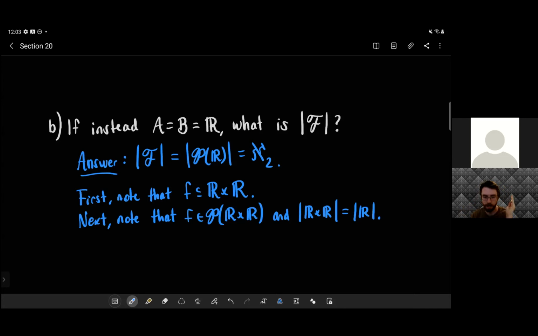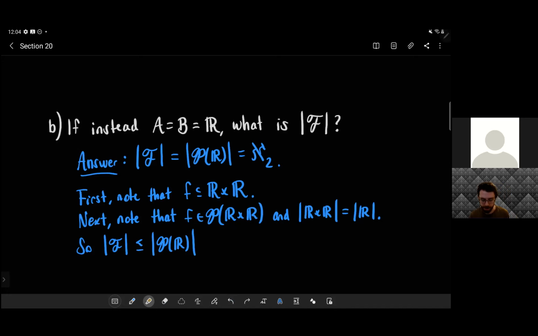R2 has the same cardinality as R. So what can we do with that? This actually tells you right off the bat that the cardinality of F is bounded above by the cardinality of the power set of R. Basically, we're saying R cross R and R have the same cardinality. So if you're always an element of that, it works out nicely.